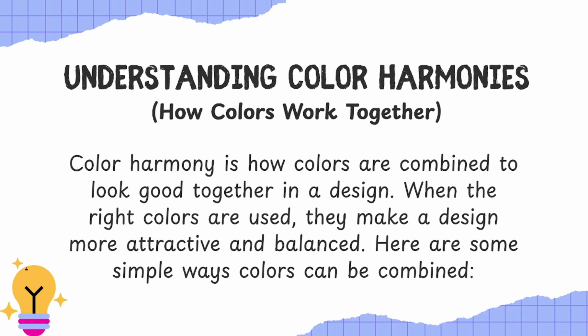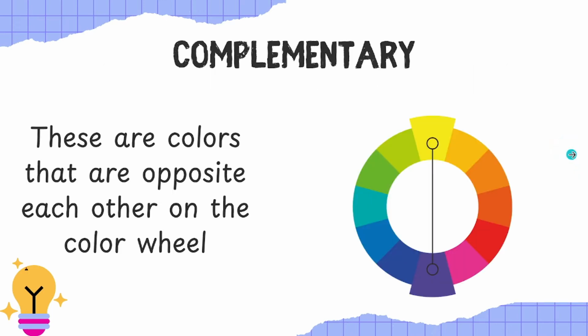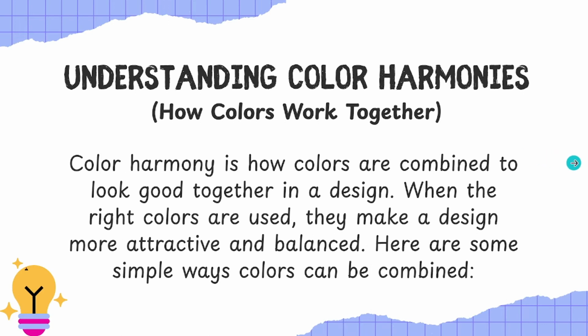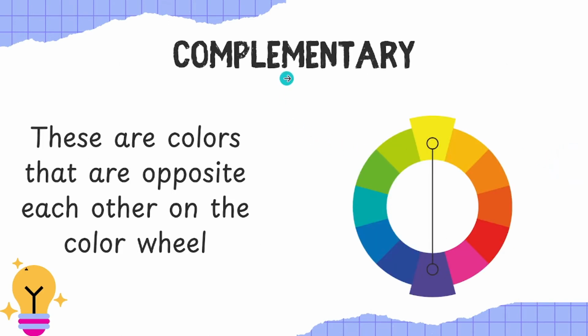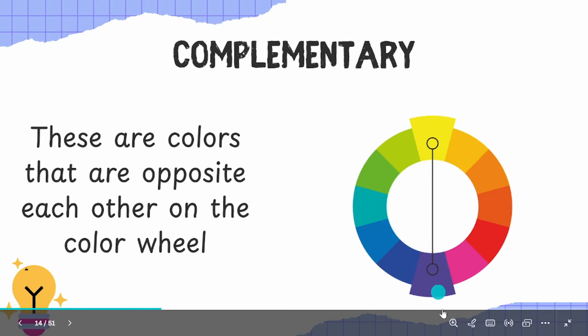You don't just get colors and then put them everywhere, right? So in color harmony, we have complementary. Complementary colors are colors that are opposite each other on the color wheel. This is the color wheel right here, and you see yellow and purple are opposite each other, right? So this is another way that you can choose your colors.